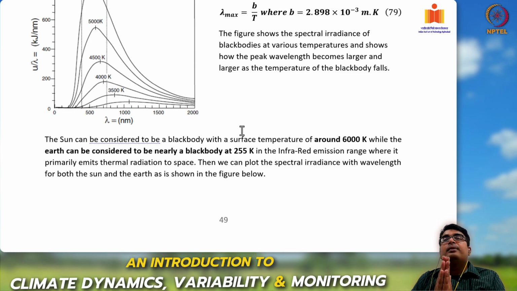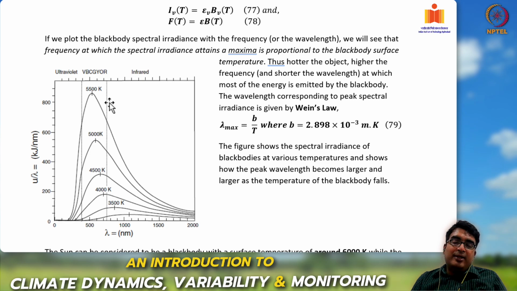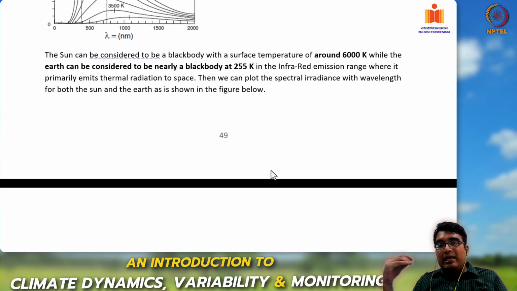Now the sun can be considered to be almost a perfect black body with a surface temperature of about 6000 kelvins. So if you look at the spectral flux density distribution for a black body with a surface temperature of 6000 kelvins and compare it to that of the sun, they will be almost identical, which shows that the sun can be well modeled as a black body with a surface temperature of 6000 kelvins.